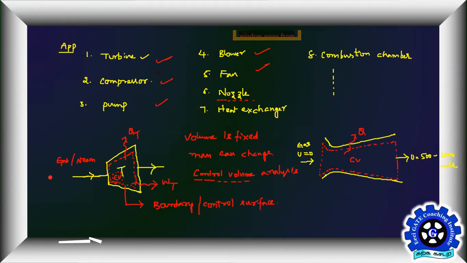In these examples, you will see something is rotating. So then you will see some kind of work transfer, maybe work input, maybe work output, depending on the application. But you don't see any work interactions in examples like nozzles, heat exchangers, and combustion chambers. These are very important to differentiate. So you don't always expect work transfers in a given problem. That depends on the problem. Only in these tick-marked applications, you will see work transfers. In these cross-marked applications, no work is associated.